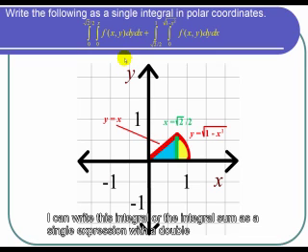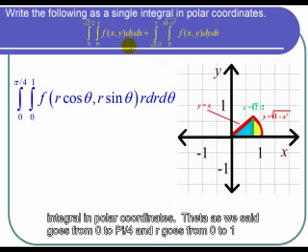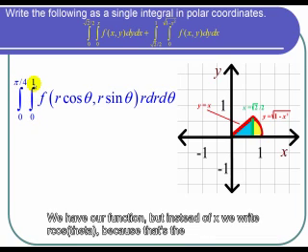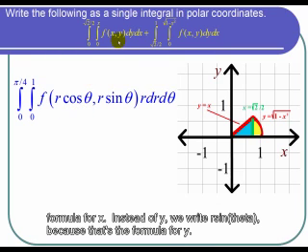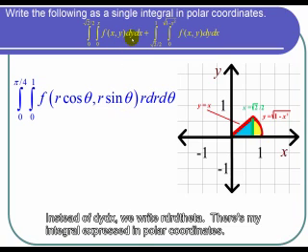So I can write this integral, or the integral sum, as a single expression with a double integral in polar coordinates. So theta, as we said, goes from 0 to pi over 4, and r goes from 0 to 1, and we have our function, but instead of x, we write r cosine theta, because that's the formula for x. And instead of y, we write r sine of theta, because that's the formula for y. And instead of dy dx, we write r dr d theta. So there's my integral expressed in polar coordinates.